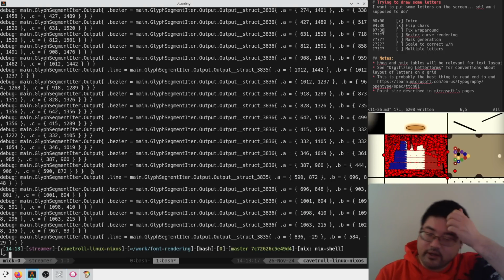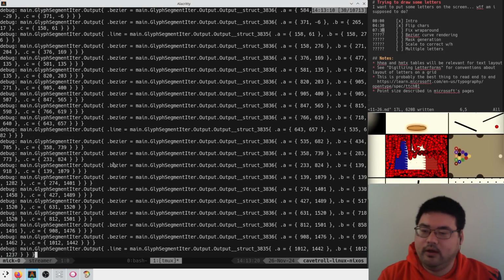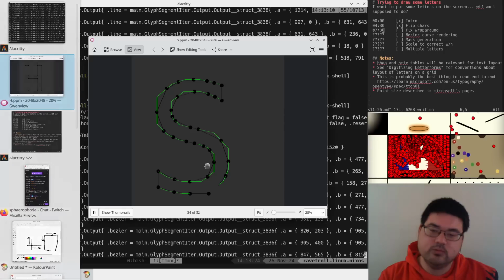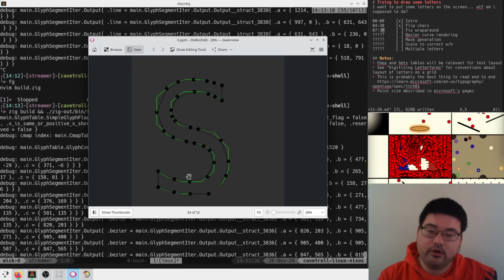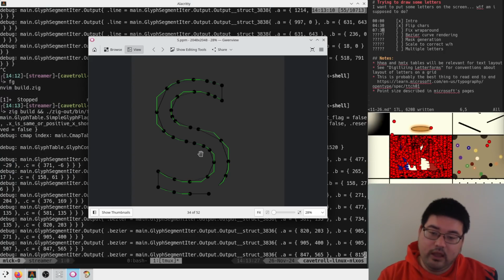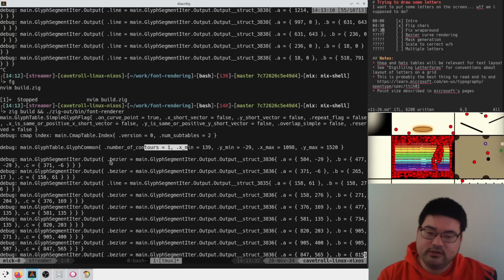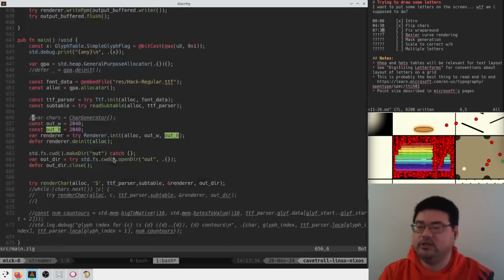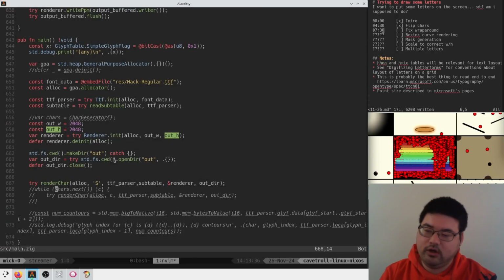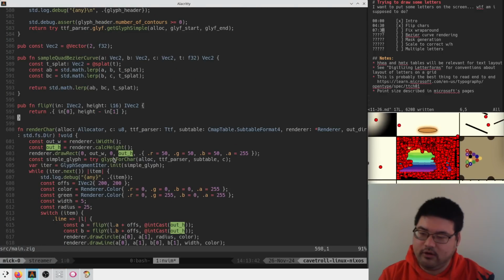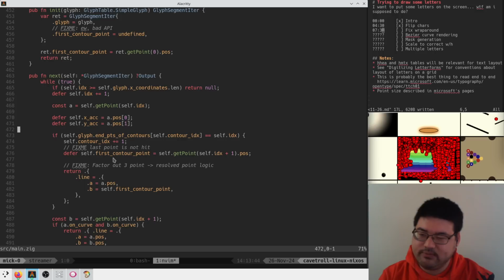I guess we want to, maybe we log the number of contours. 1. So this is one contour. One contour that goes all the way around. And somehow that one contour is not making it back. So why not? I suspect that we have, I remember looking at a confusing case somewhere in here.